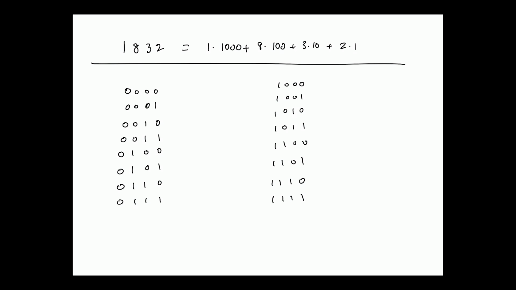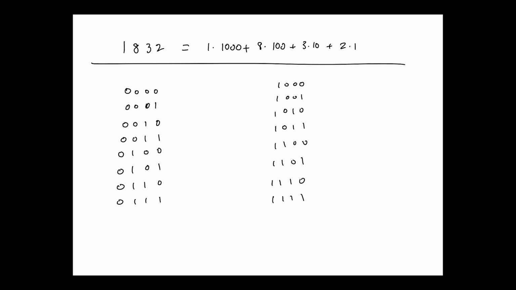But the other way I can think about this is, with 1832, what were the place values? The two was in which position? The ones place, okay? The three was in the tens place. The eight was in the hundreds place, and so on. So if we're going to follow that motif, what is the right-handmost position? This is still the ones place. But what's the next position over? It's no longer the tens place, but rather the twos place. And this is the fours place, and this will be the eights place.